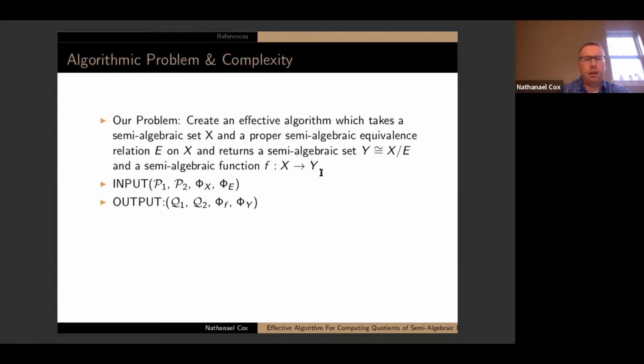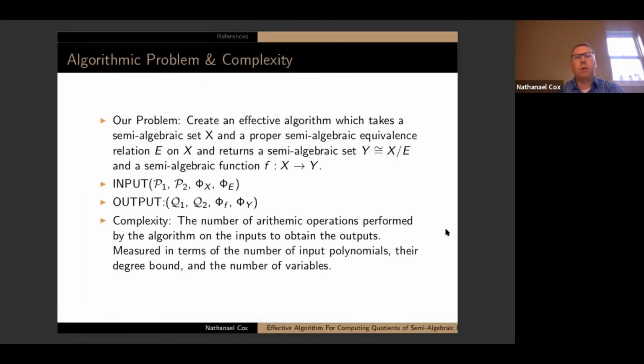And then the output is also very similar: two different sets of polynomials and a formula phi F, whose realization is the graph of our function F, and then phi Y, whose realization is the semi-algebraic set Y. Right? And one thing that is always important with these kinds of algorithmic problems is how complex it is in terms of the input variables, right?